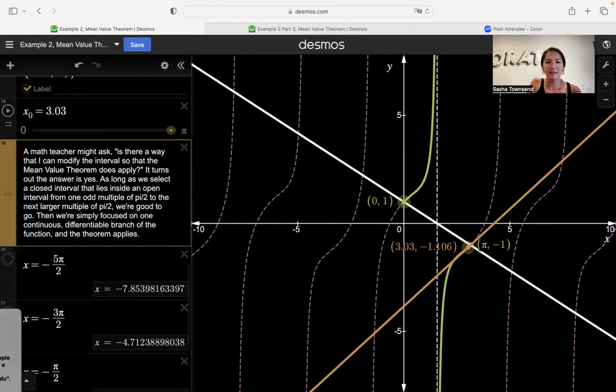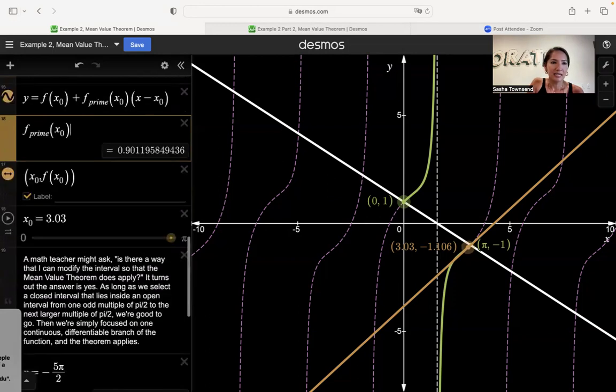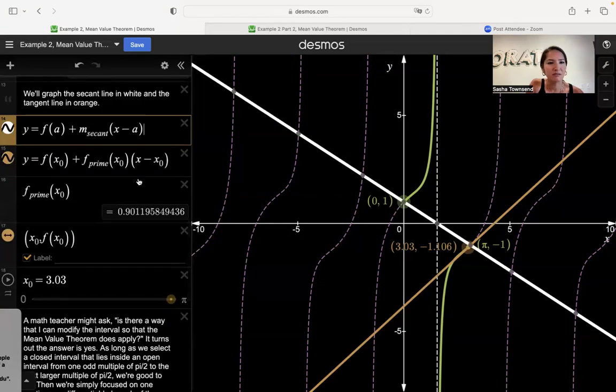So you might say, okay, I'm a math teacher, and I'm writing textbook problems for my students. Is there any way I can modify this problem so that the mean value theorem does apply? Well, yeah, I need the function to be continuous and differentiable. So that just means I need an interval that is nested inside an interval from one odd multiple of pi over 2 to another odd multiple of pi over 2. So we can't include any of those vertical asymptotes.